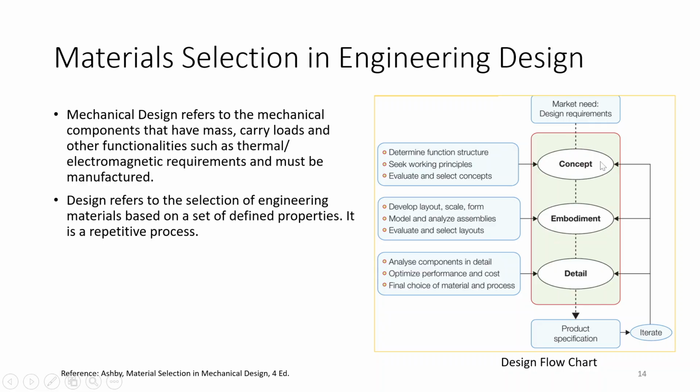So firstly you have a concept. Firstly you have market need for a particular material. You have to design the requirements. Then based on concept you determine function, structure, you seek working principles, you evaluate and select concepts, embodiment, you develop layout, scale and form, model and analyze assemblies, evaluate and select layouts, detail, so you analyze components in detail, optimize performance and cost, and finalize the choice of material and process. And finally you have a product specification and iteration.